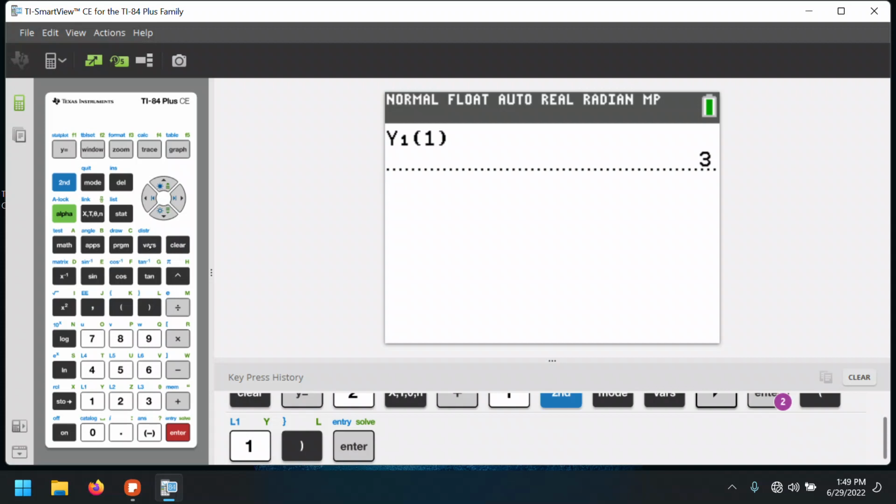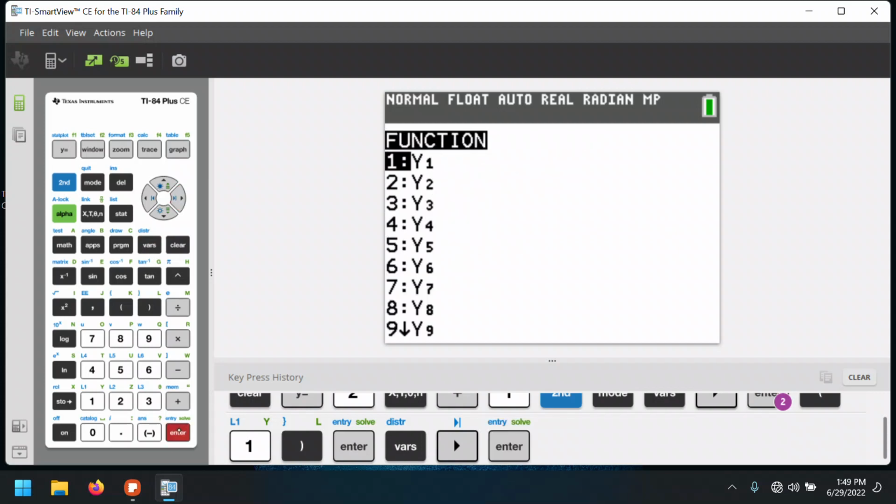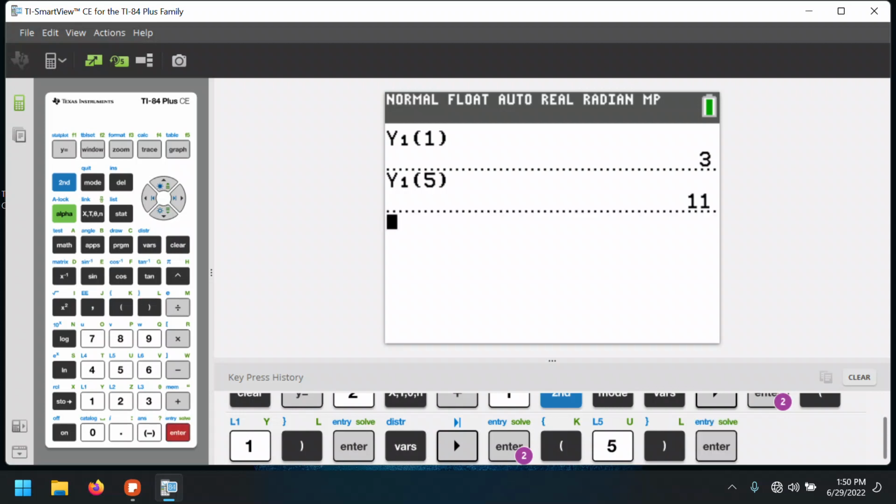Let's evaluate. Vars, right, enter, select y1, and let me find y of 5. If we did this by hand, that would have been 2 times 5, which is 10, plus the other one, that's 11, right? There it is, our 11. And this is a lot shorter than actually having to type every single function. We just take advantage of this y vars command, so we can do our calculations a lot easier.